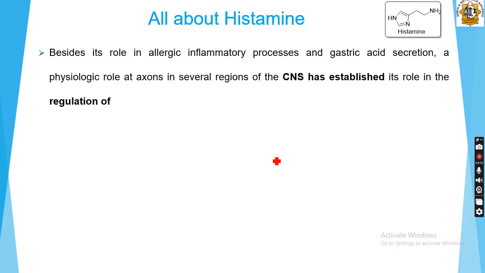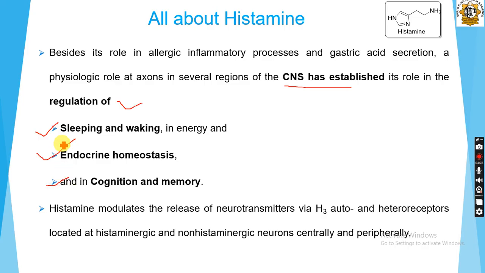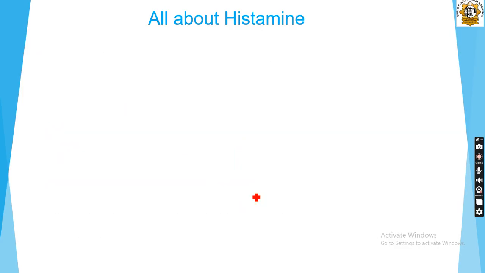Besides its role in allergic responses and gastric acid secretion, a physiological role in several regions of the CNS has also been established in the regulation of sleep and waking, endocrine homeostasis, cognition, and memory. So this is not just a mediator of inflammation, but also for these functions. It also modulates the release of neurotransmitters by the H3 receptor. There are other receptors, but we'll discuss H1 and H2.